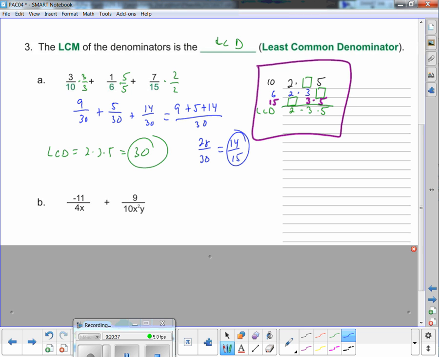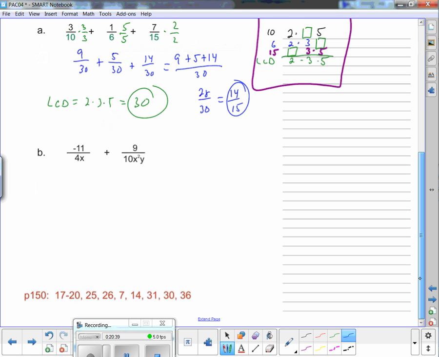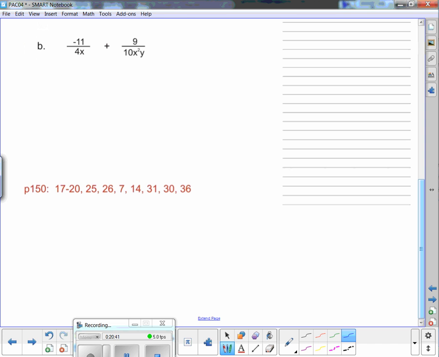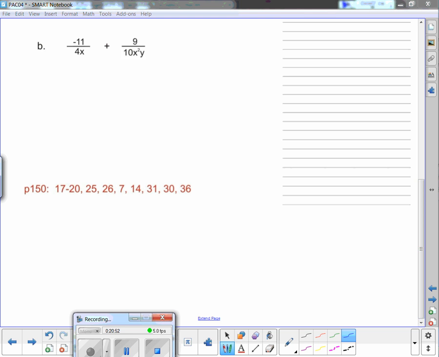All right, let's look at this last concept. Oh no, letters, it's impossible. There's no way you're going to figure out the LCD of those two fractions. But give it a shot. I know it's impossible, but see what you can do. I'm pausing the video.